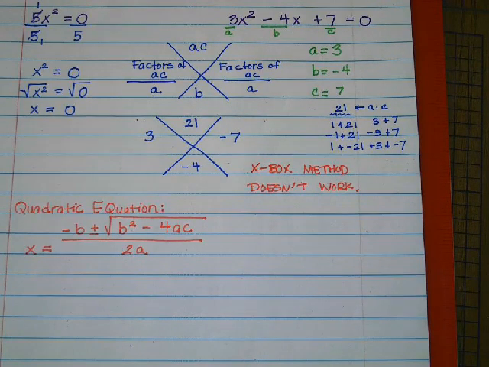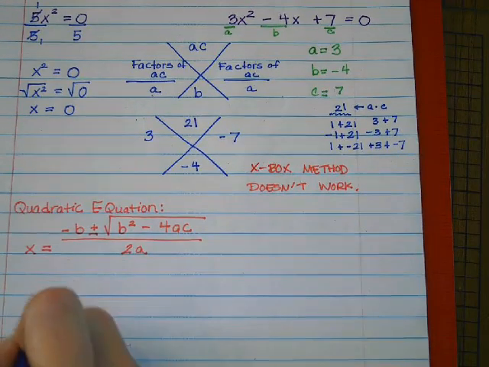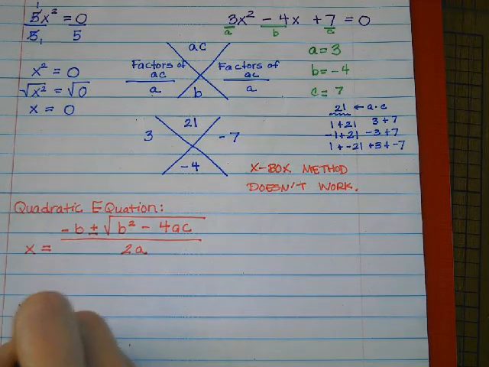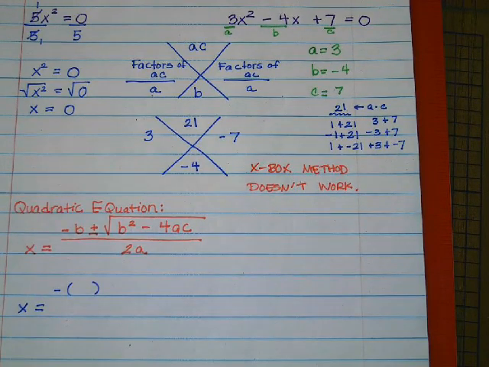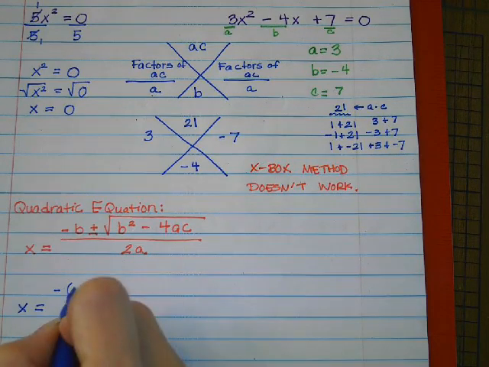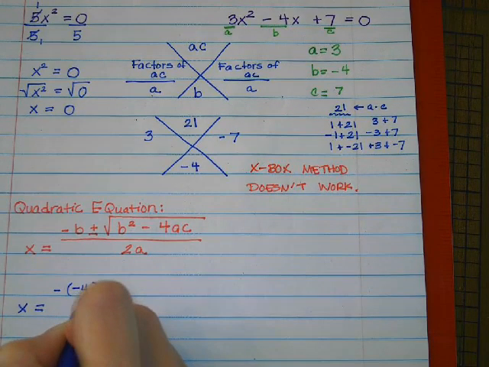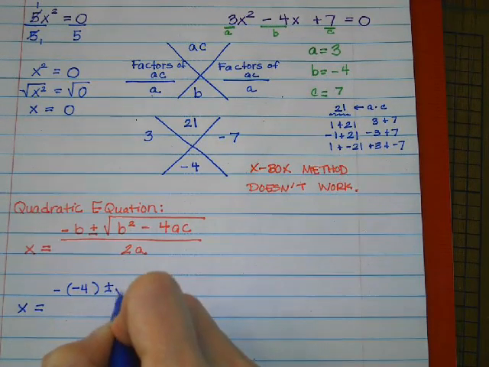So we're going to go ahead and start this process off by substituting our values in for x. So x will equal negative, and we're always going to put in parentheses the value that we're substituting in so we do not mess up our signs. That's very, very, very important. So our b value is negative 4. So I'm going to put negative 4 in here. Plus or minus the square root.